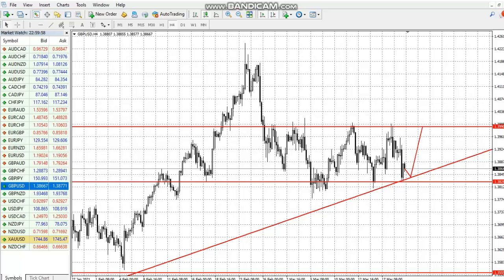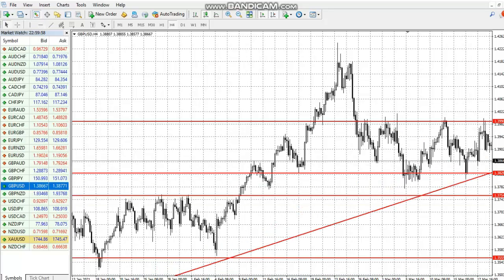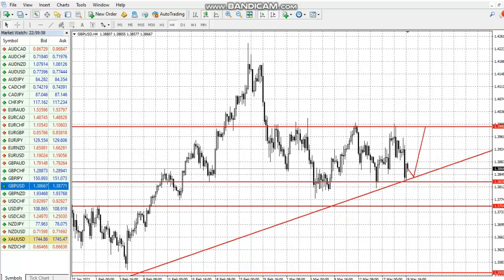So your stop loss can still be within this region here, while your profits can be taken at the upper part of the trade. So for GBP/USD, we are looking into a buy again, and I hope this trade will bring us good and more profit.